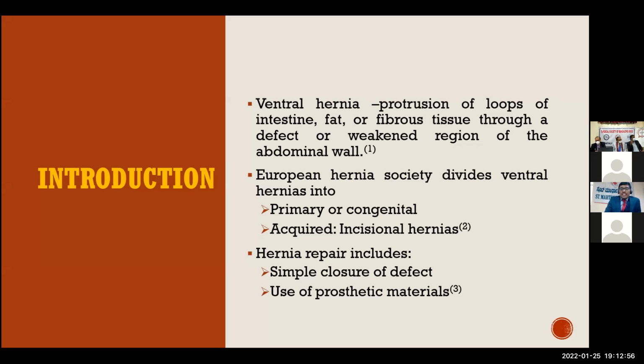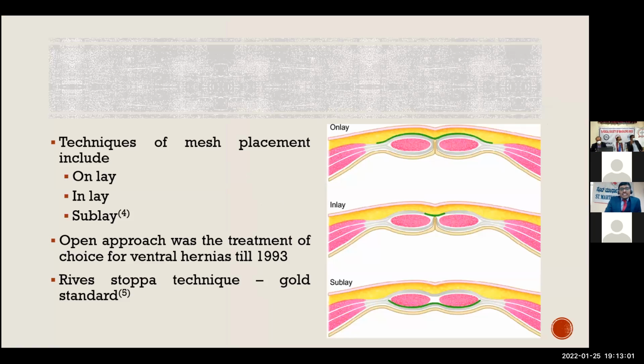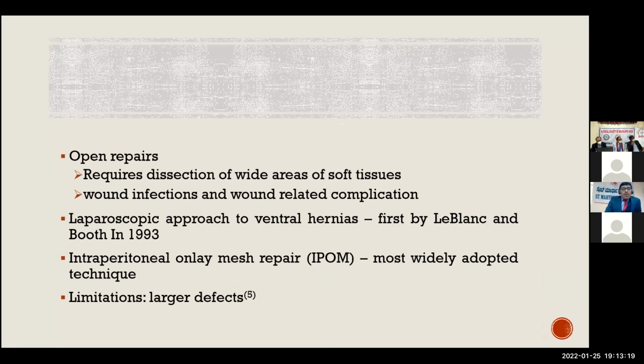These hernias can be treated either by simple closure of defect or by the use of prosthetic materials in order to reinforce the defect area, like meshes. When we talk about mesh, the next question that arises is where to place the mesh. Different techniques of mesh placement include onlay, inlay, and sublay, which are shown in this figure. Open approach was the treatment of choice for ventral hernias till 1993, and among open approaches, Rives-Stoppa technique is the gold standard technique.